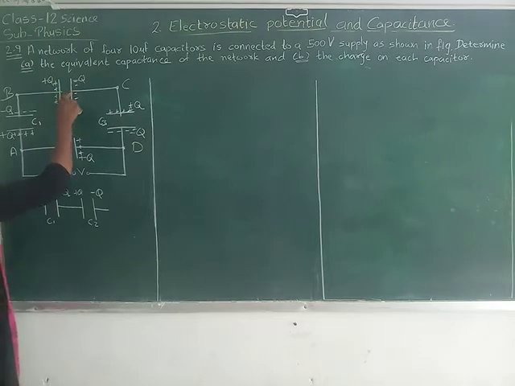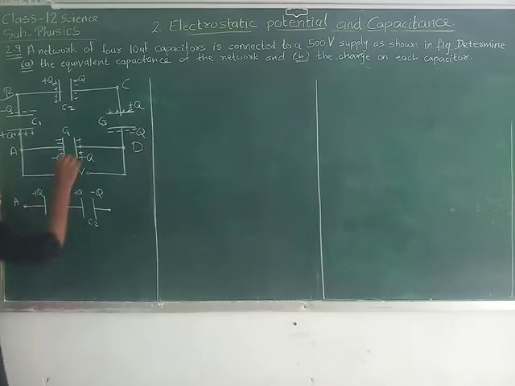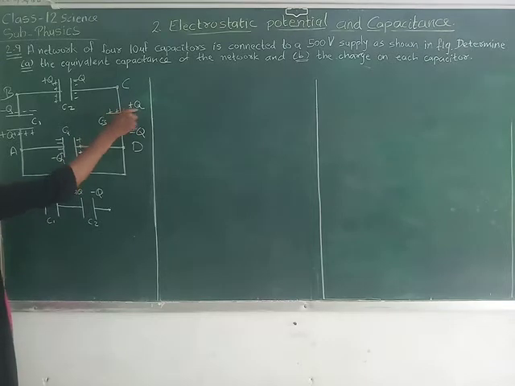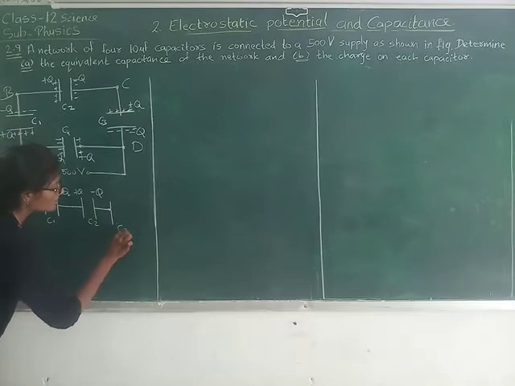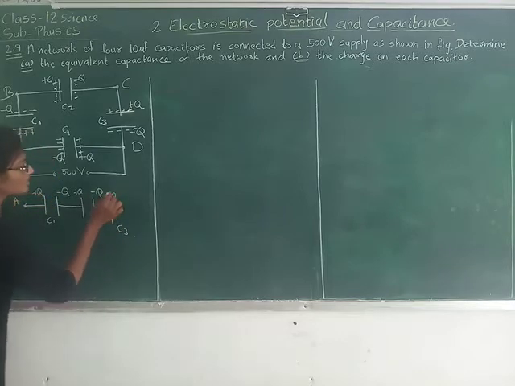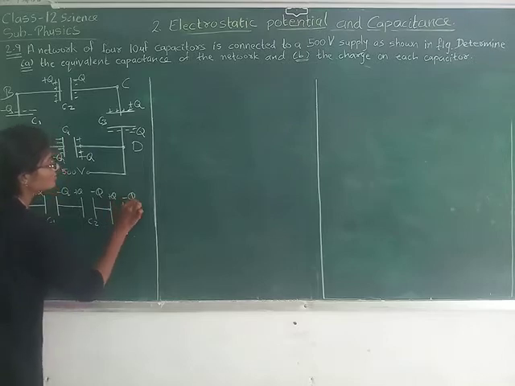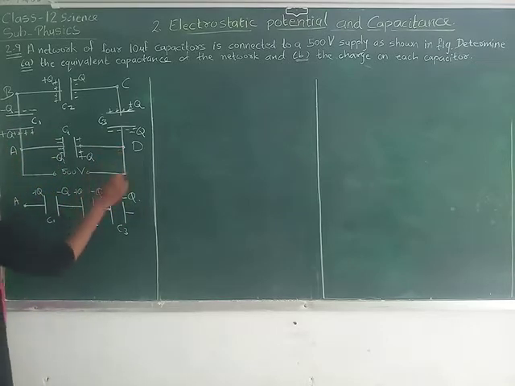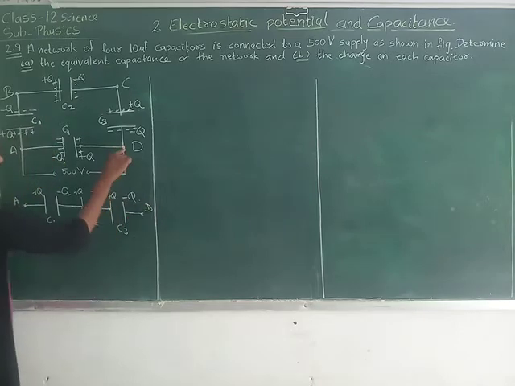From this negative plate of the capacitor, which end is there? Here point C is there. So here that is point C. That point C is connected to the positive plate of capacitor C3. So here we are having C3. Here we are having plus Q charge. Here again we are having the negative charge. Now here we are having point D, right?